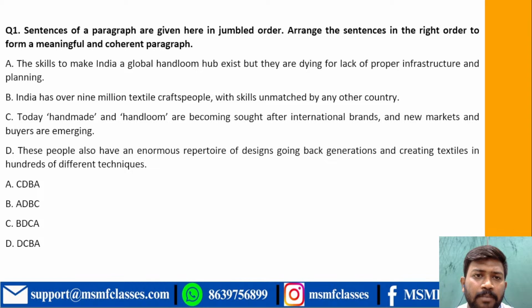For example, when I am observing the sentences, I have seen one sentence like "these people." They started telling about these people also have an enormous repertoire of designs going back generations and creating textiles in hundreds of different people. And the same thing about the people only, they started speaking in sentence B: India has over 9 million textile craftspeople with skills unmatched by another country, and they are speaking about that people only. Now it's very easy to find the sentence and the combination BD.